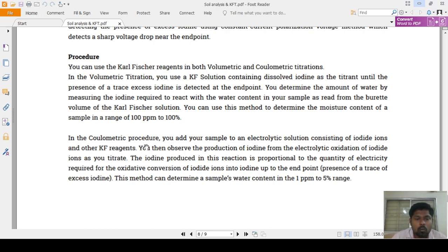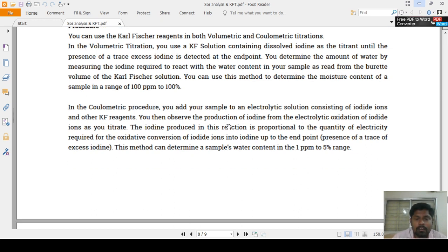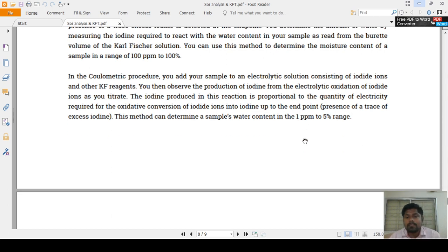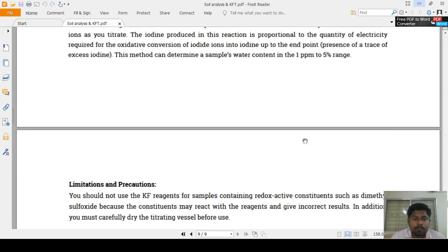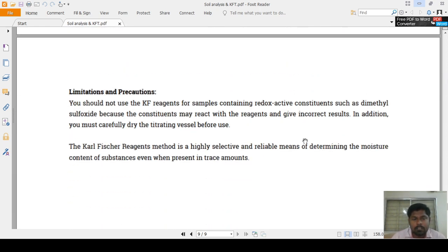And in the coulometric procedure, not conductometric, I am sorry, coulometric, we add the sample to an electrolyte solution consisting of iodide ions and other KF reagents, and you then observe the production of iodine from the electrolytic oxidation of iodide. The iodine produced in this reaction is proportional to the quantity of electricity required for the oxidation conversion of iodide ions into iodine up to the end point. Here in coulometry, the measurement of the current is used, and there are limitations and some precautions.